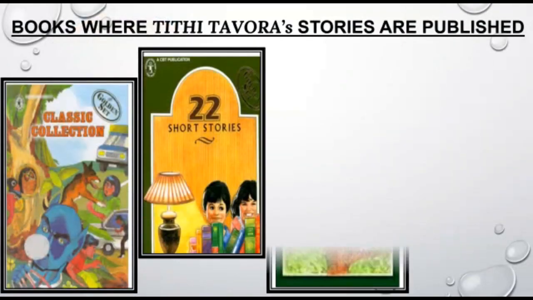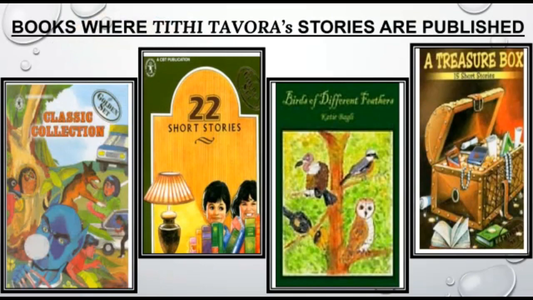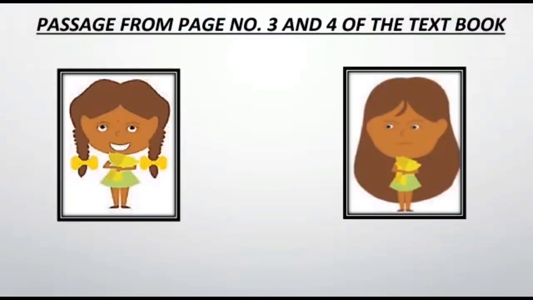Now on your screen you can see the book image. These are the story books where Tithi Tavora's short stories are published. So children, whenever you get time, just read these stories. In this slide you can see the image of two girls. One is Malti and another is Rima. The passage starts from page number 3 and 4, line number 1 to 55 of your textbook.